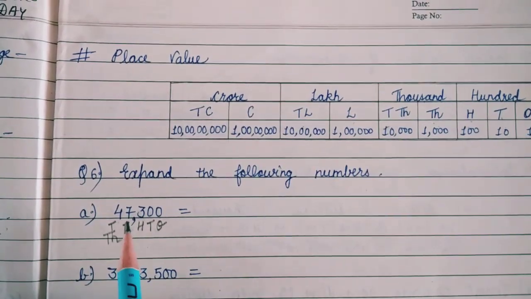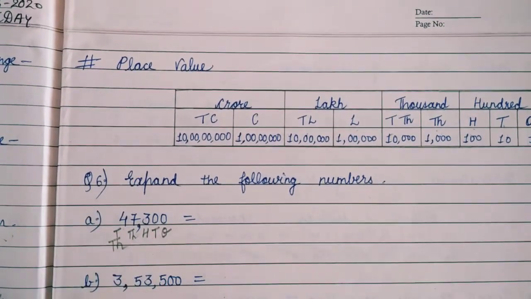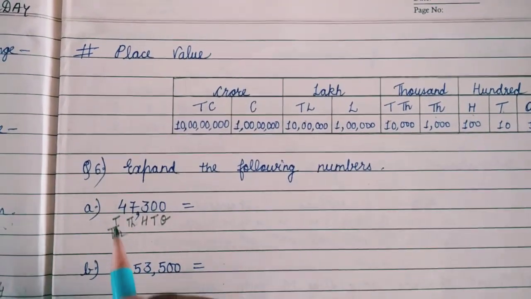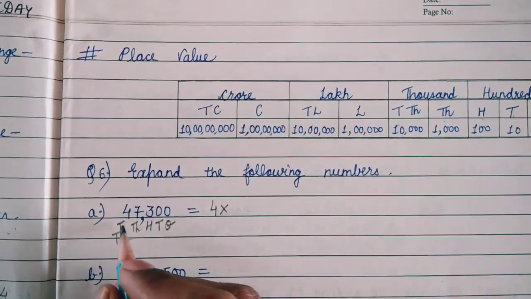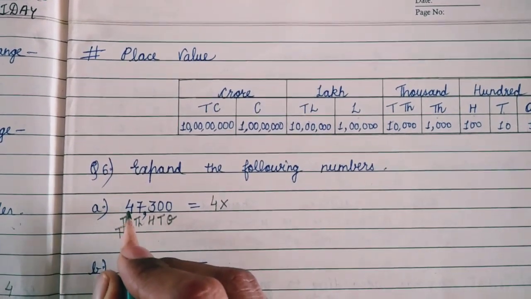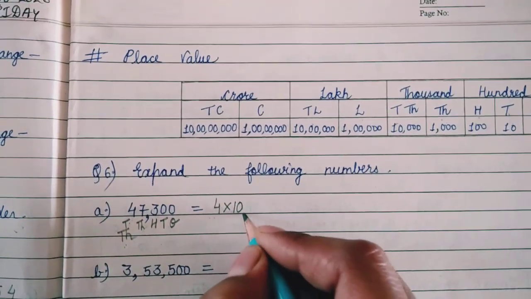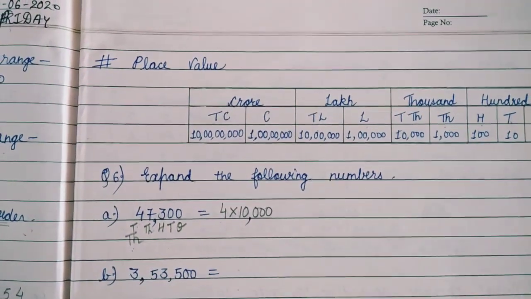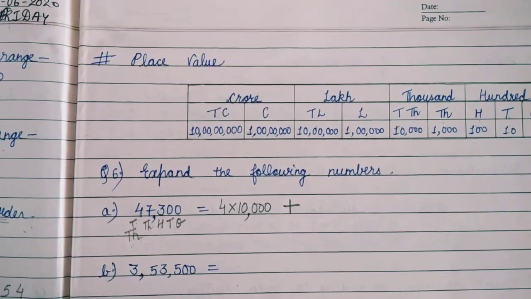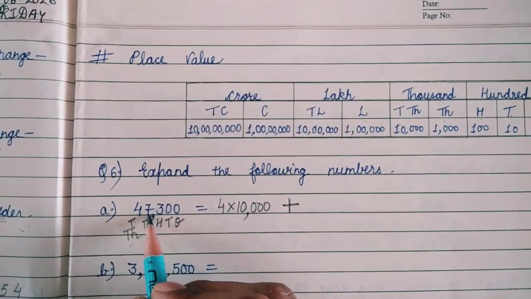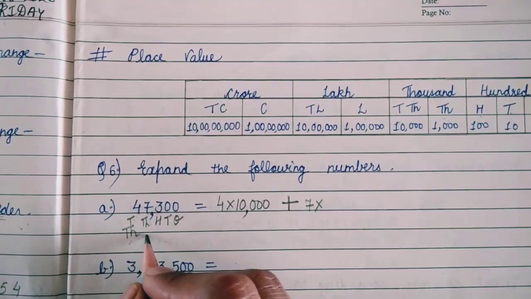Now, why did I arrange the place value? Yes, for writing the expanded form of the number. Now, the first number, which is 4, is presented on the place of 10,000. So, 4 will multiply by 10,000. Okay. Now, the next number, that's why we are putting here addition. Next number is 7. And 7 is placed on the place of 1000.